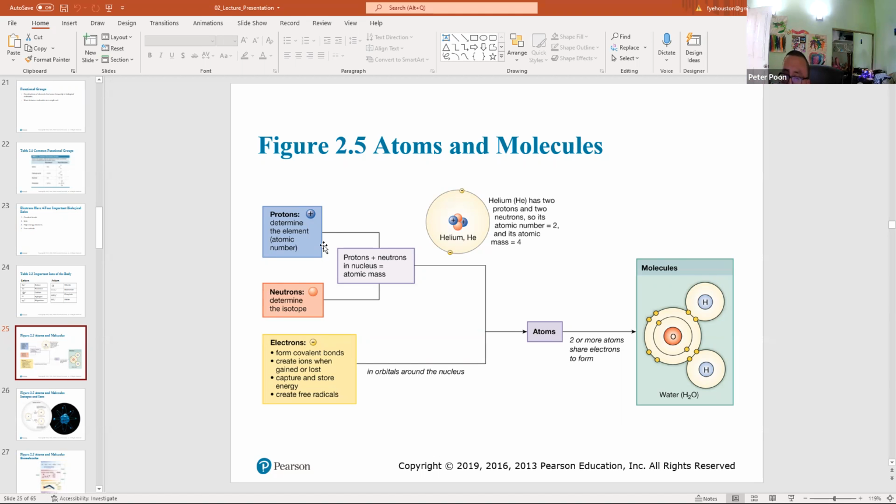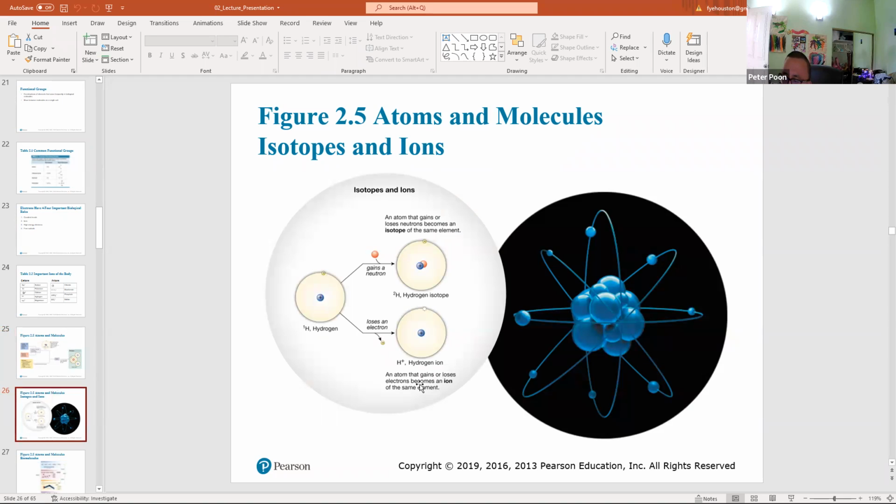If you change the neutrons, you change the isotope. So for example, there are carbons with 6 neutrons, carbons with 8 neutrons, and carbons with 7 neutrons. All of them are still carbon, but what you change is the isotope. They're slightly different weights, and some of the isotopes are radioactive, which means they can break down. Electrons we'll cover in more detail. So this is an isotope, right?